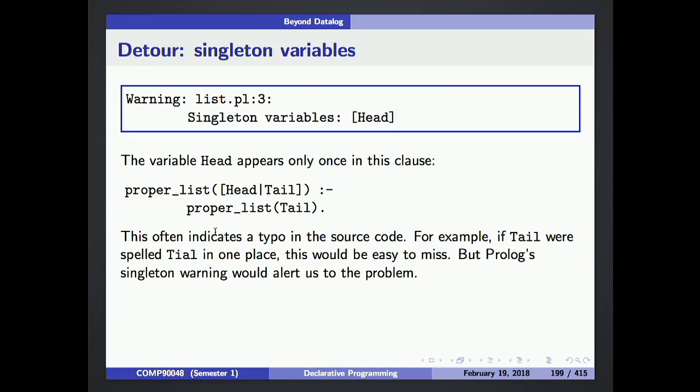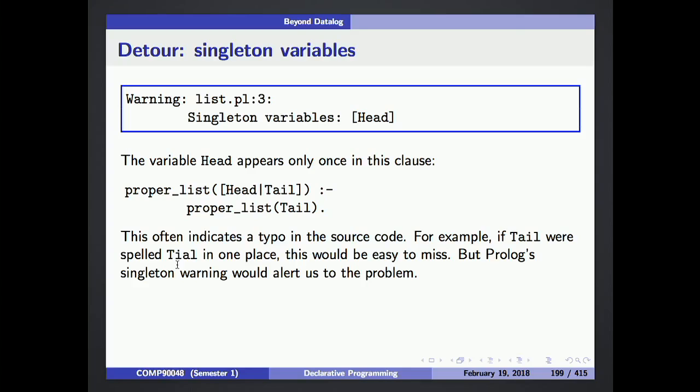So let's have a look at that warning for a moment. If we look at this clause, the variable head only occurs once, and that's very unusual. If a variable only occurs once, you're basically not doing anything with it. You're just pattern matching and throwing it away, or you're creating a new variable out of nothing. So it very often means that your code is not correct.